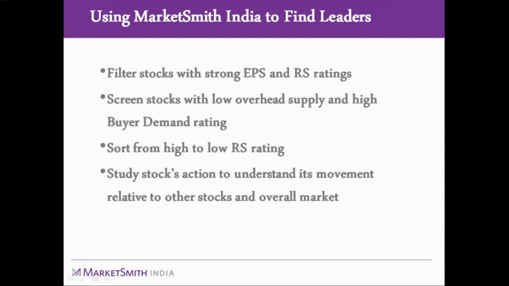So we saw in the case of VIP Industries how those huge blue bars were showing signs of accumulation. So once you have screened stocks only with, say, a buyer demand rating of A and B, that will only show you stocks which are witnessing accumulation. Now then you need to sort it from high to low RS rating. So again, only concentrate on leading stocks. Once you have got the results, make sure you're sorting it on the basis of relative strength rating, that is high to low.